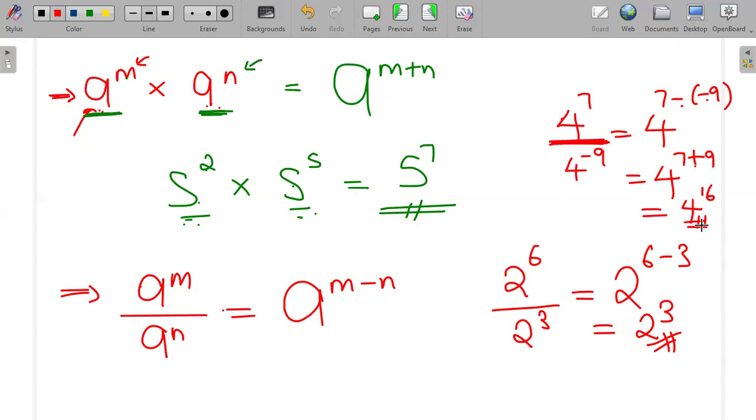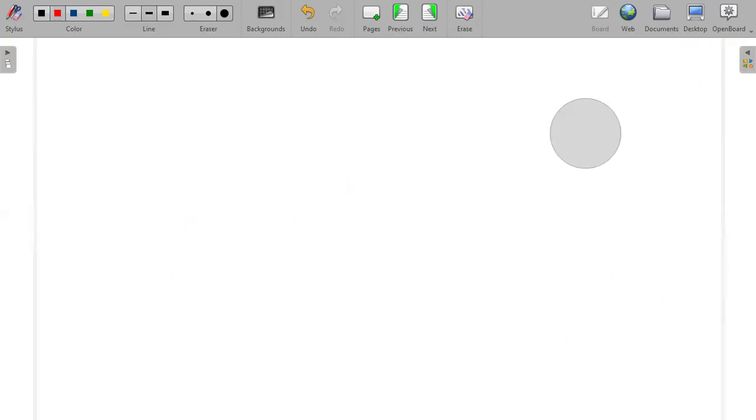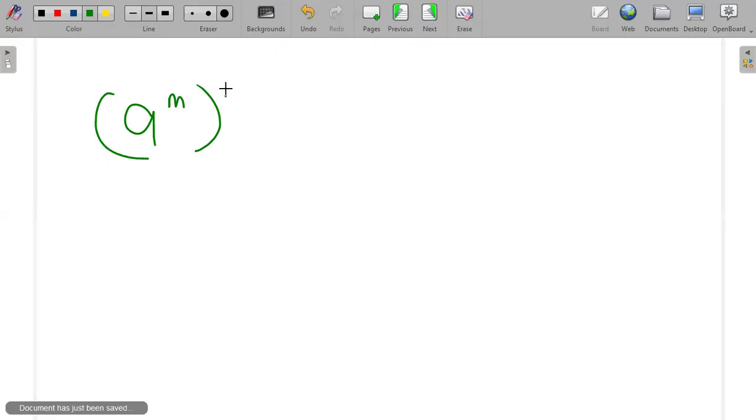We'll move on to the next rule. The next rule combines powers. So if I have a to the power m, and I'm raising this a to the power m to power n, I can just multiply the two powers, the m and the n, to get a to the power m multiplied by n. I can do that.